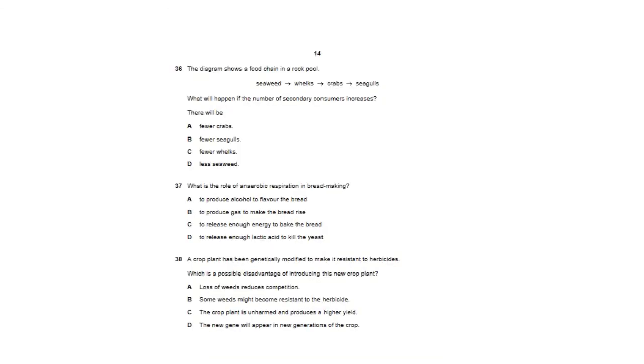Almost at the end, and now we are at the ecology questions here. The first one shows a food chain, and in that food chain we see that seaweed is a primary producer, whelk is a primary consumer, secondary consumer is crabs, and tertiary consumer are seagulls. What will happen if the number of secondary consumers, which are the crabs, will increase? Well, more crabs will mean fewer whelks. So the correct answer here is C, because the crabs will eat more of the whelks.